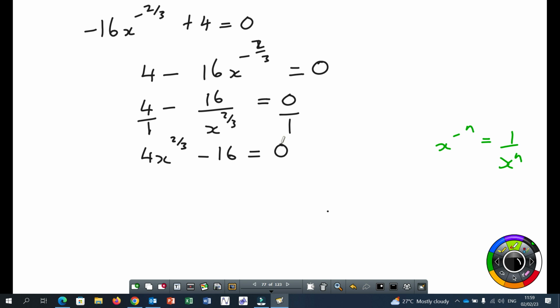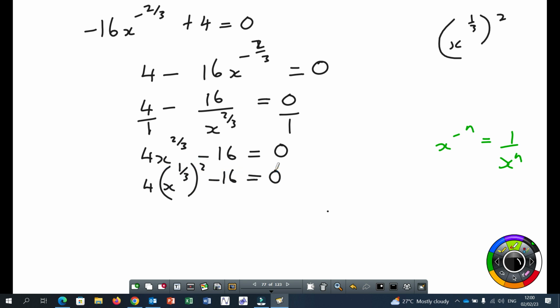Two squares. So how do I get the difference of 2 squares? This 4 here is a perfect square. The x to the power of 2 over 3 is also a perfect square. Someone might be asking, how is x to the power of 2 over 3 a perfect square? Well, it's x to the power of 1 over 3 squared. So I can write this as 4x to the power of 1 over 3 squared minus 16 equal to 0.